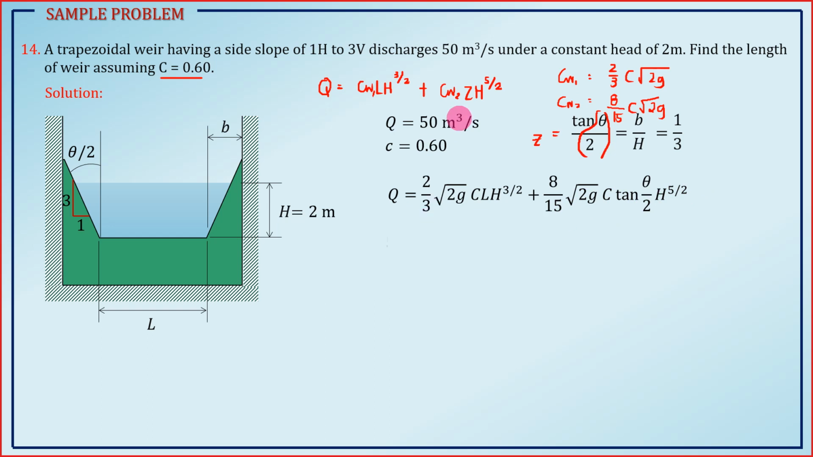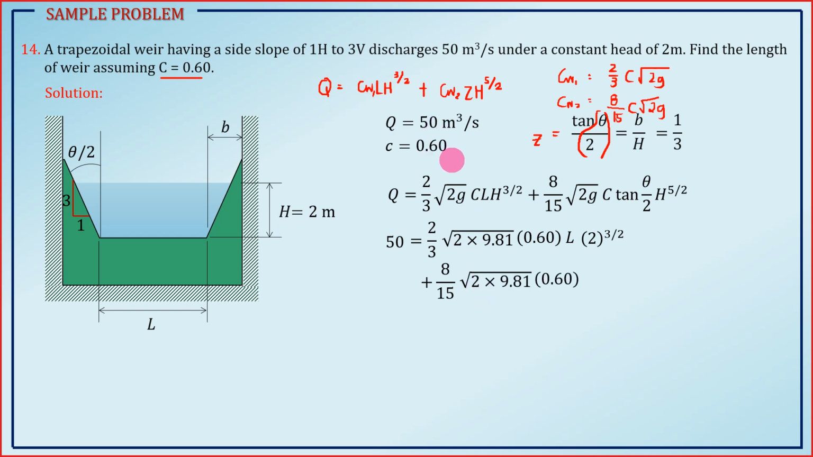So, Q is 50, equal to 2/3 square root of 2G, so 2 times 9.81. C is given as 0.6. L is unknown, that is this L. H is the head of our liquid up to the crest, that is 2 meters, raised to 3 halves for this rectangular part. Then for the triangular part, we have 8/15 square root of 2G, C is still 0.6, then the tangent theta over 2 is equal to 1/3, and H is still 2, raised to 5 halves.